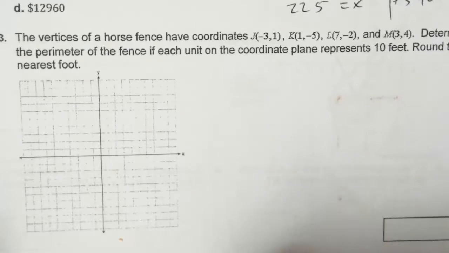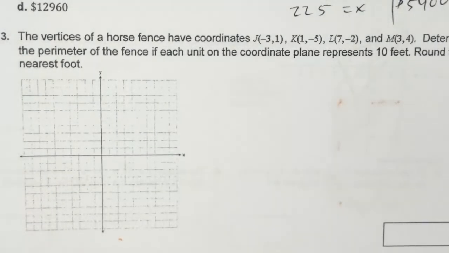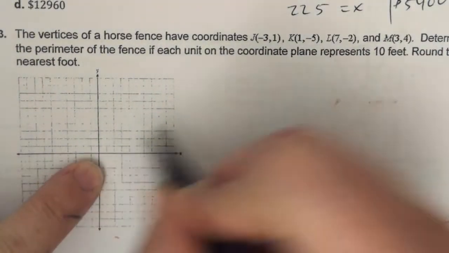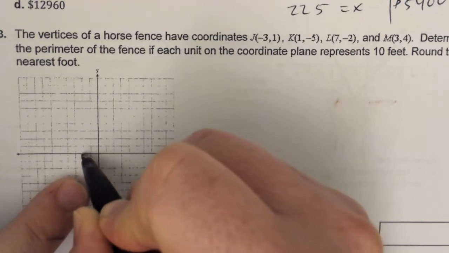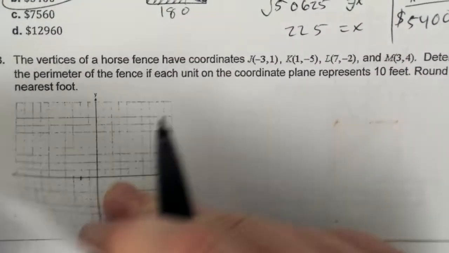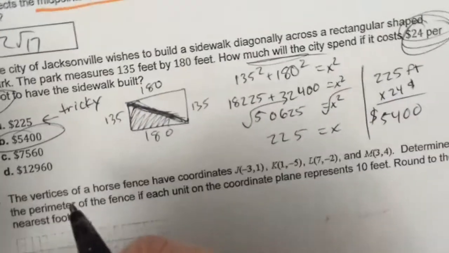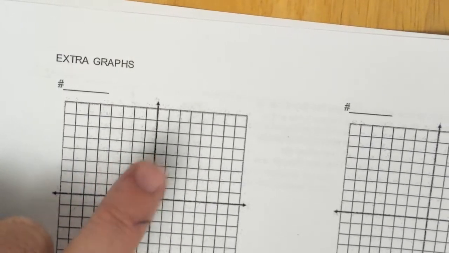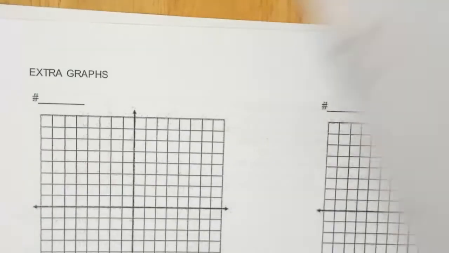All right, number 3. Okay, so for this one, we want to graph it, right? So we are at J is -3, 1, 2, 3. And if you don't like this graph, remember there are graphs on the very back of these pages, or you can use the back of the other packet. So you can put these on here if you prefer. There's always these extra graphs.